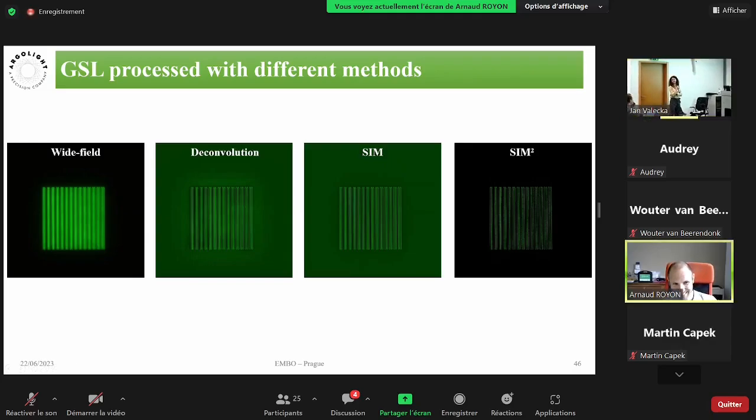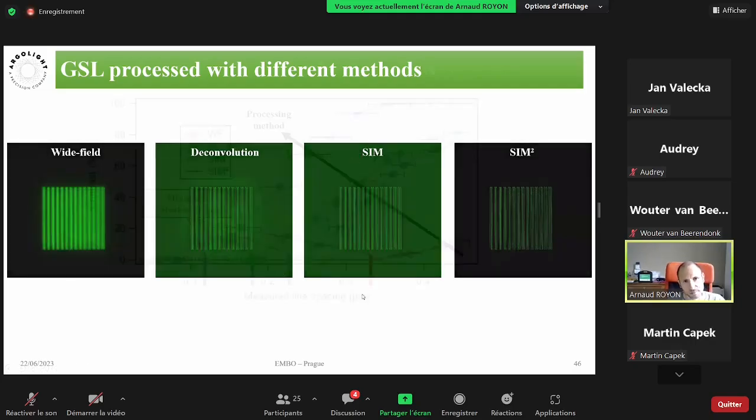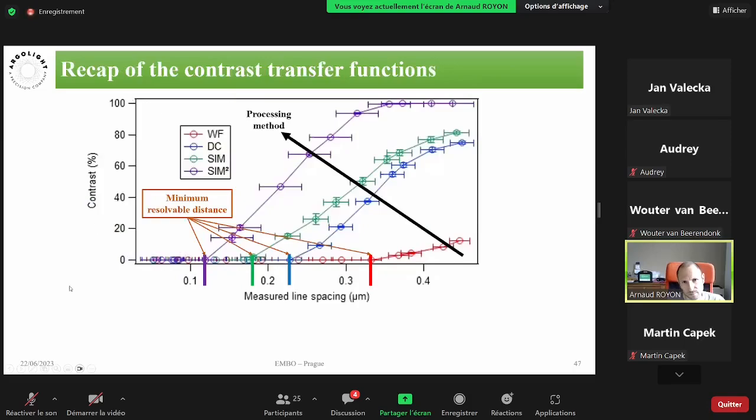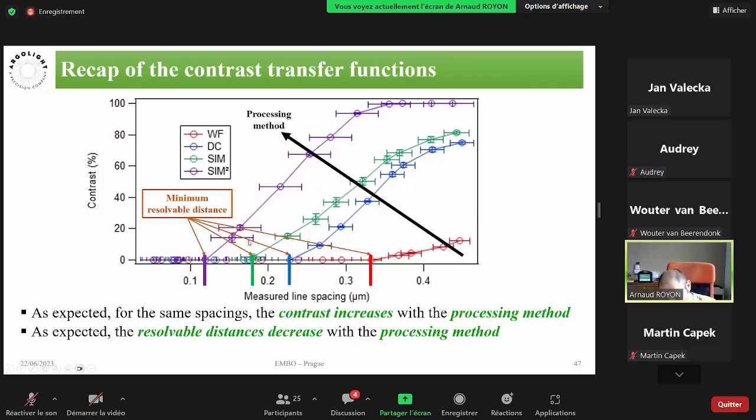So we acquired images of the gradually spaced lines using widefield imaging. We deconvolved these images, and we also used SIM and SIM square modalities. We processed these images and superimposed the contrast transfer functions. And as expected, for the same spacing, the contrast increases with the processing method, and the resolvable distance decreases with the processing method. So we can actually quantify the gain in contrast and the gain in measurable distance from one imaging modality to another.